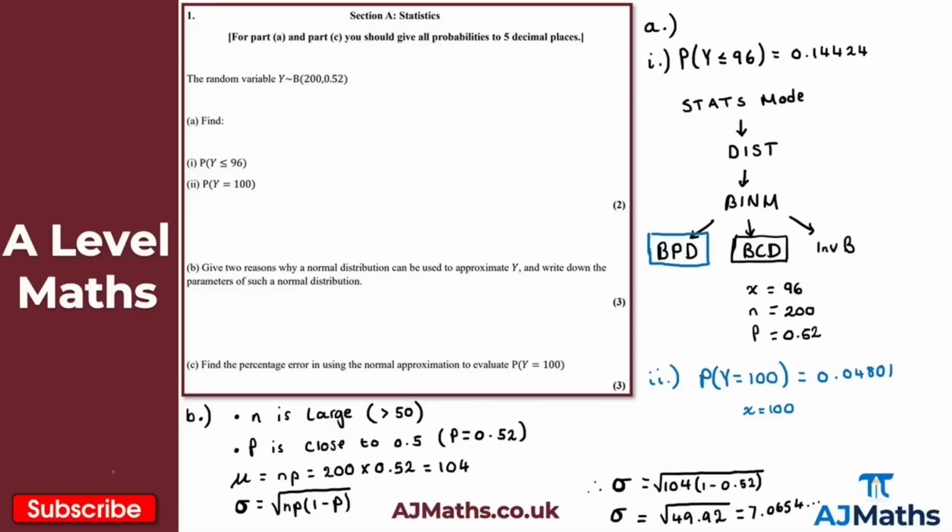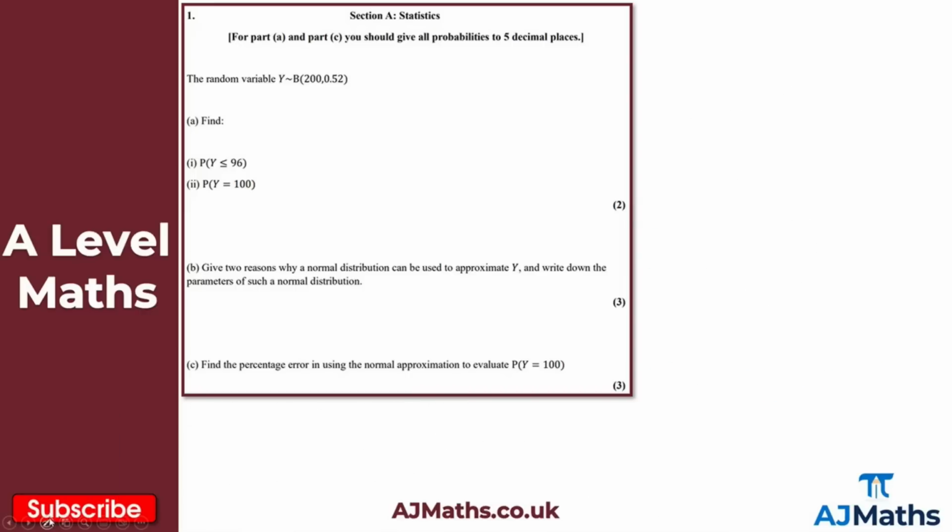If I just clear the screen here, let's take a look now at part C. So for part C, it says find the percentage error in using the normal approximation to evaluate the probability of Y being equal to 100. So the first thing that you need here is this probability from the first part, the probability that Y equals 100. What did we get here?